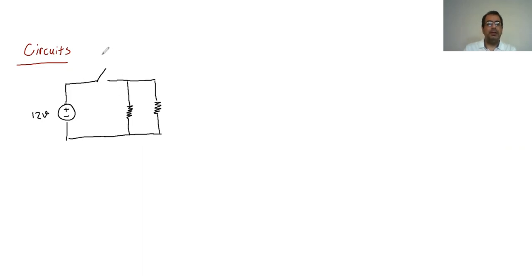When we say the key is open, it's like that, it's open. It means that no current goes through, because one end to the battery is open, so nothing can go through. And when we say the switch is closed, most of the time we show it like that. When it's closed, it means the current can go through and turn on these two lights in the circuit.